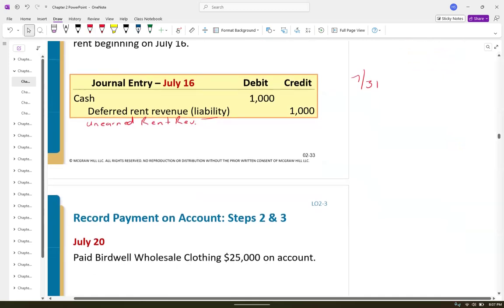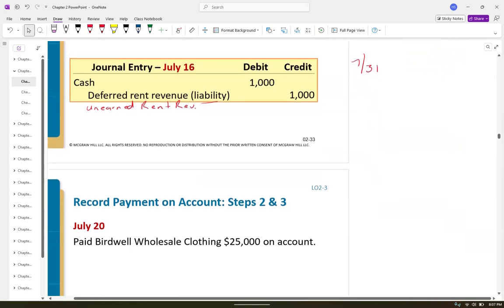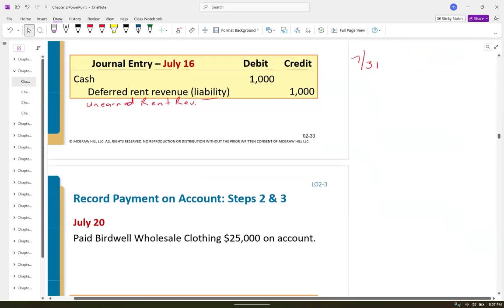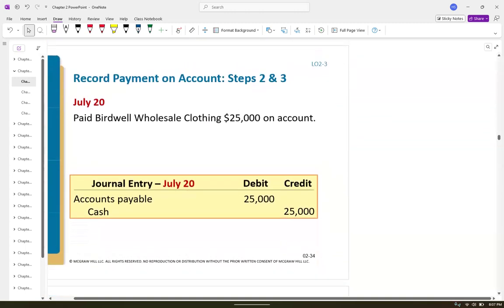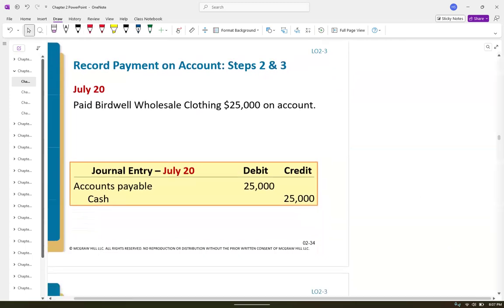So we're going to come down here. We're going to pay Birdwell Wholesale Clothing 25,000 in cash. We bought all that inventory on credit and now we're paying it back. We're going to debit accounts payable for the 25,000 and credit cash.